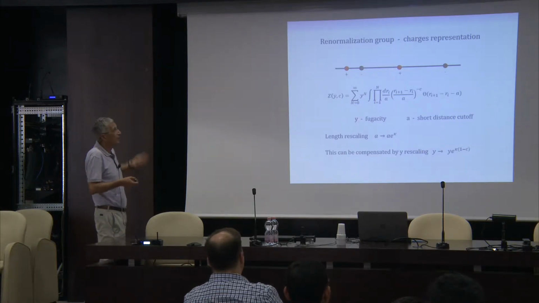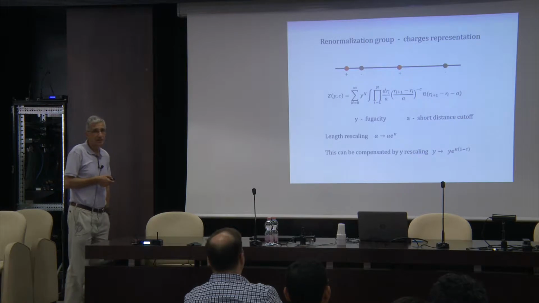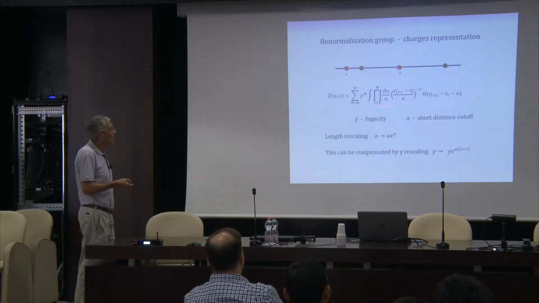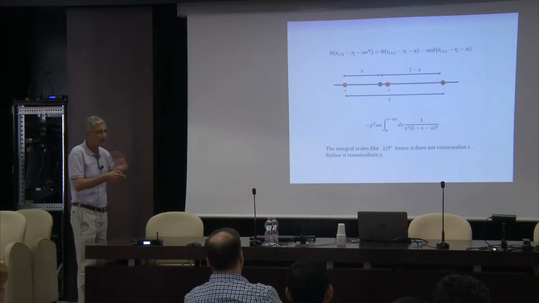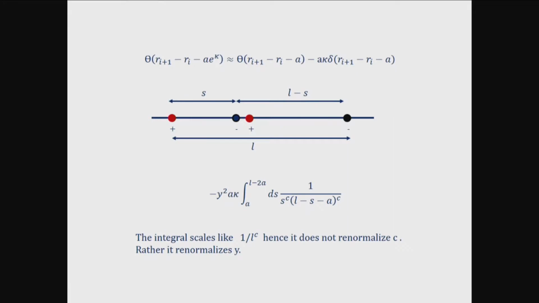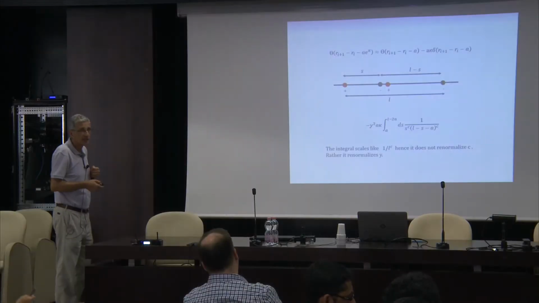You have a fugacity to tell you the density of charges, and the interaction between them, which is logarithmic. So in the z, just the power law of zi plus 1 minus zi. Again, only nearest neighbor interaction appears in this system. So when you do renormalization group, let me just say it very schematically. Typically, you take two close-by charges, you renormalize, and you look at the effect when you take them out on how they change the interaction between the charges nearby.